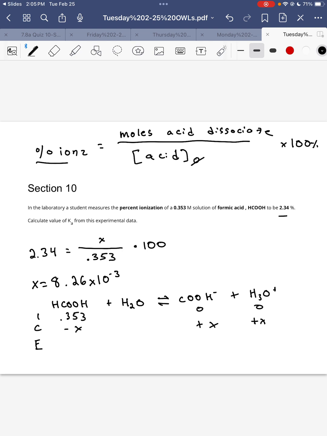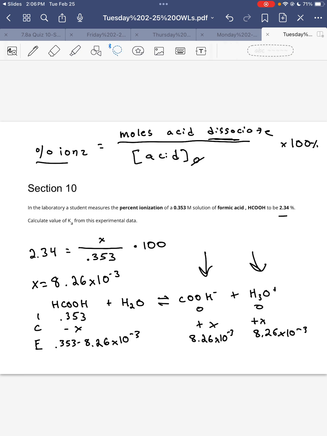Now, interestingly, I've already calculated x. I've already calculated how many moles of my acid are going to dissociate. So I can plug that in for both of these values, meaning my equilibrium value of x is 8.26 times 10 to the negative third. And that's true here too. And then over here, since I know my x, I'm not going to ignore it. If you know your x, you shouldn't ignore it. You shouldn't assume that it's negligible.